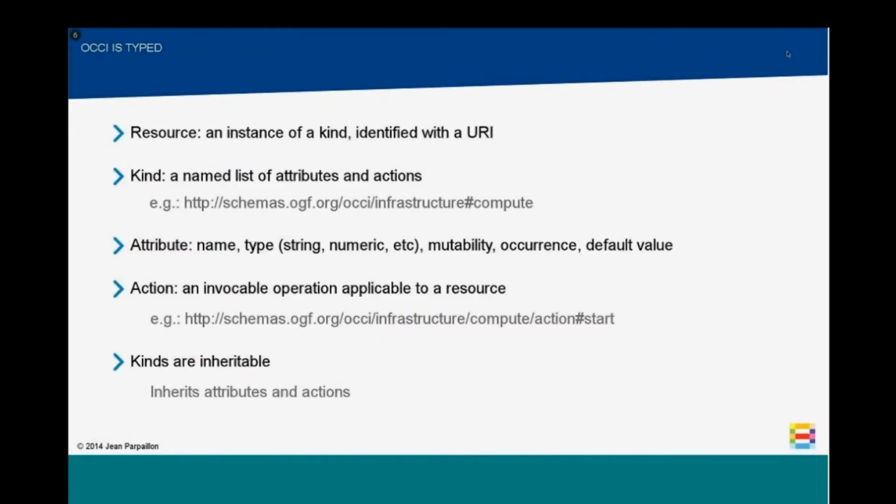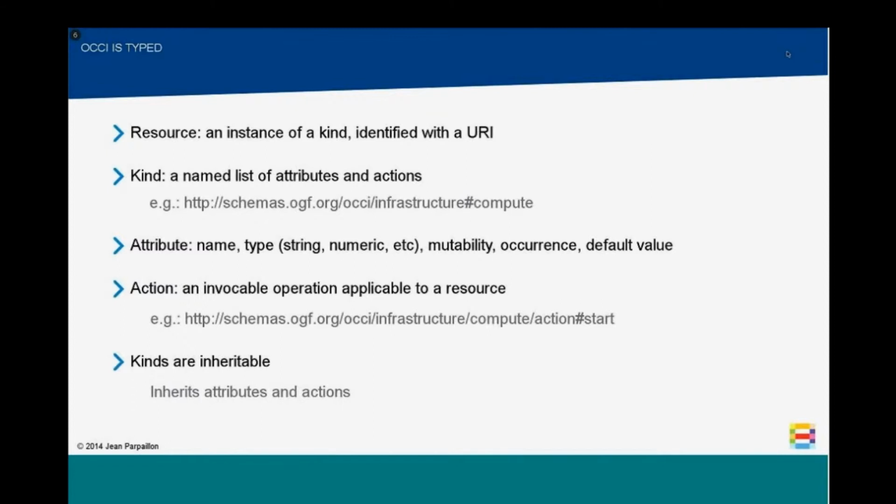erOCCI is based on the OCCI standard, which has been developed in the OGF, Open Grid Forum. The difference with other REST APIs is that, first, OCCI is strongly typed. A resource is an instance of a kind and has an ID, which is a URI. So it is identified with a URI, which is common in REST APIs, but a resource is also typed with a kind. A kind is a named list of attributes and also holds actions.